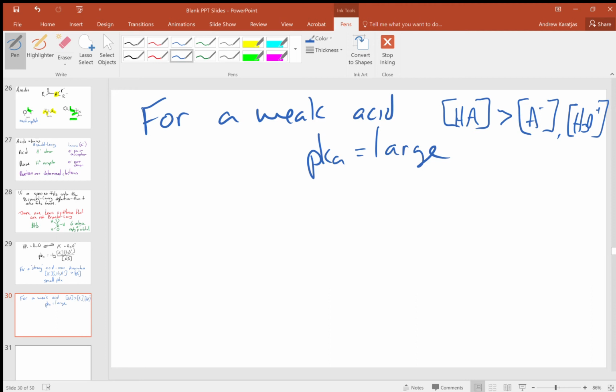Now, we want to be careful. We want to remember that this scale is logarithmic. And so even pKa 7 versus 8 is a 10 times difference.